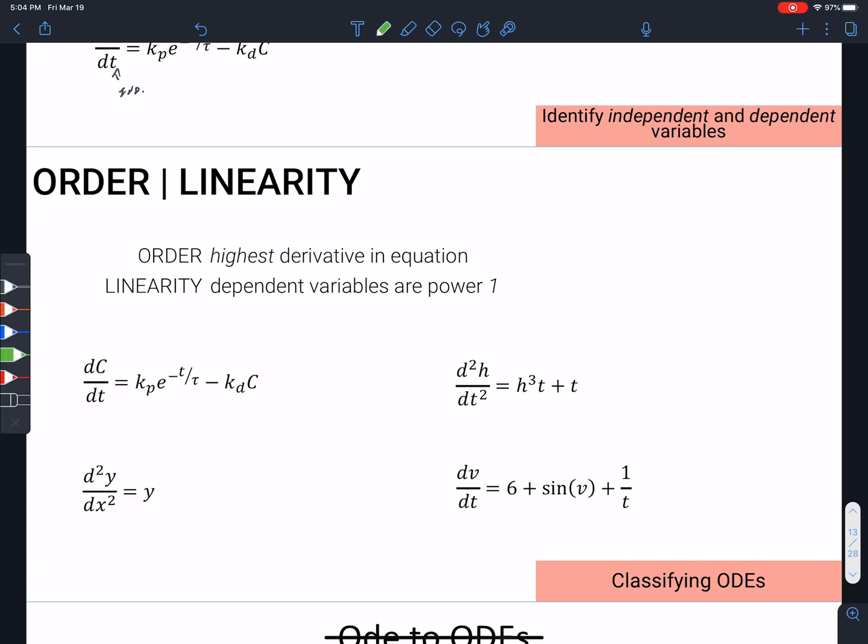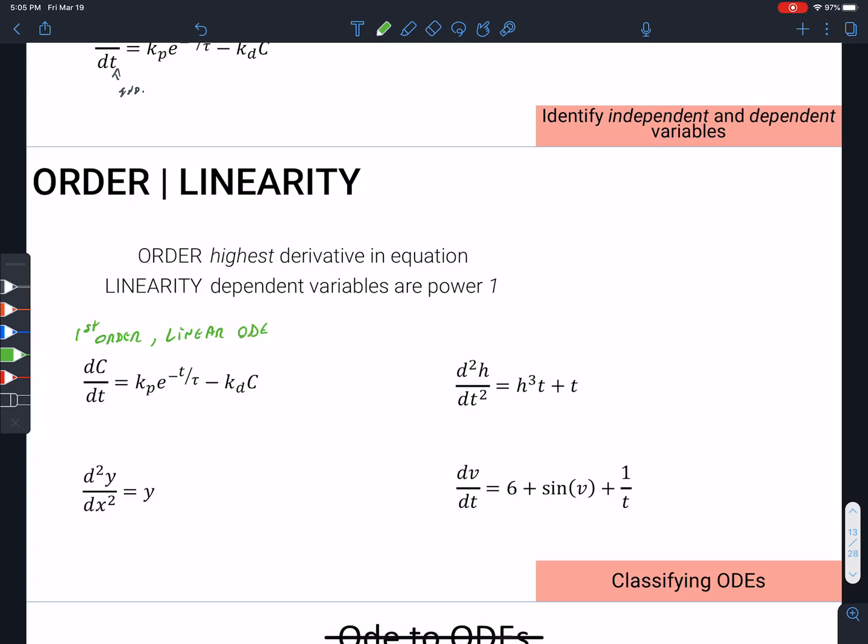So we have essentially only one derivative, right? So dc dt here, and we don't have the second derivative. We have just the first derivative, right? So we say that this is the first order, right? So that we've got to know what the order of this equation is. And now we ask, is this dependent variable expressed linearly or not? And in this case, yes, it's linear. So it's a first order linear ODE.